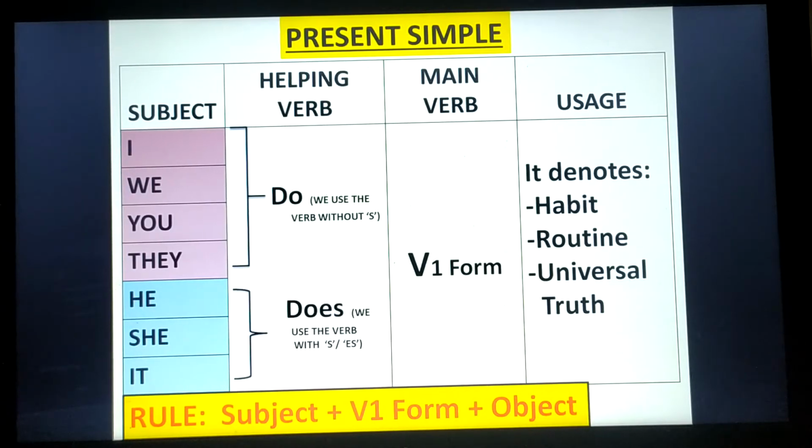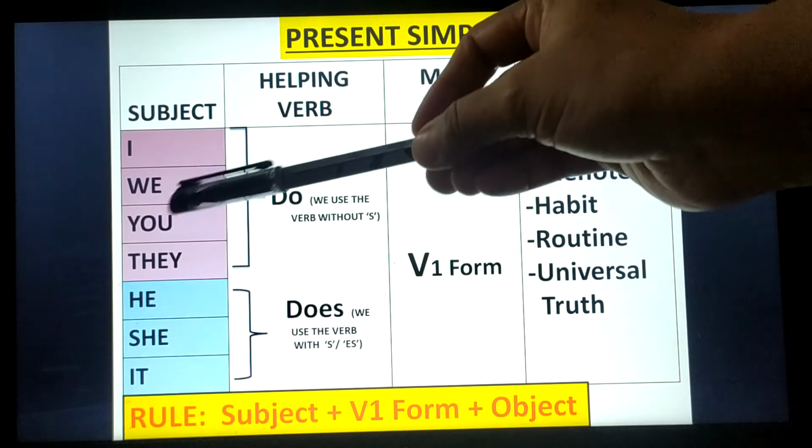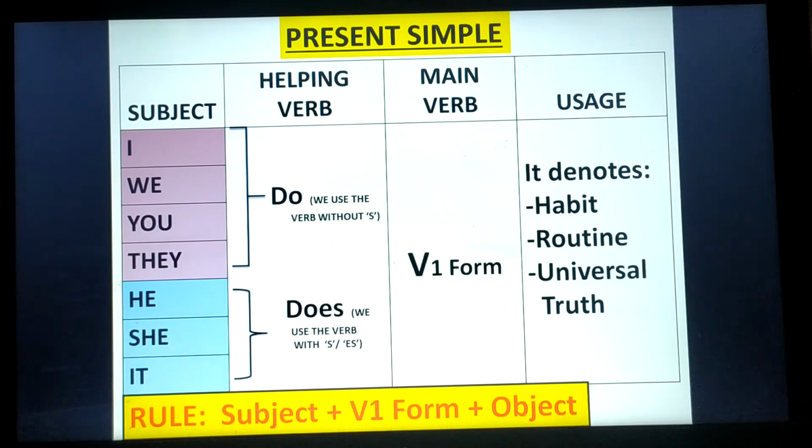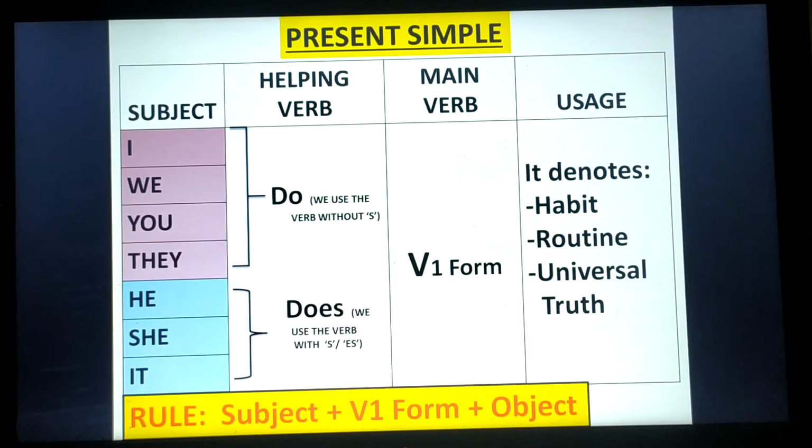And first of all, we have to know how do we make it. We make it with the use of subject along with the first form of verb and object. First of all, we have to know the subject. What are subjects? I, we, you, they, he, she, it. Anyone's name, all these are subjects, and anything's name or any place's name, that is a subject.